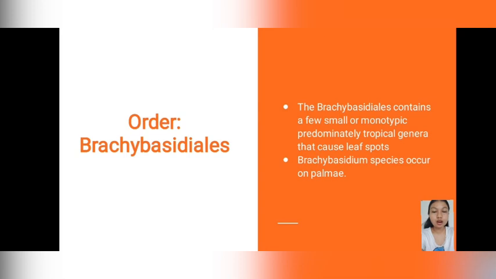Now moving on to the order Brachybasidiales. Not much information has been found on this order, but the Brachybasidiales contain a few small or monotypic, predominantly tropical genera that cause leaf spots. Brachybasidium species occur on palmae.